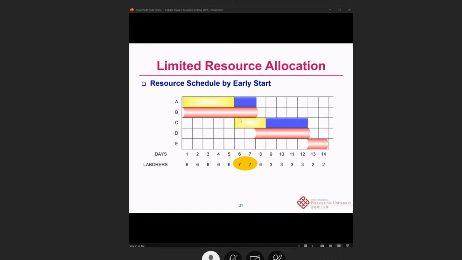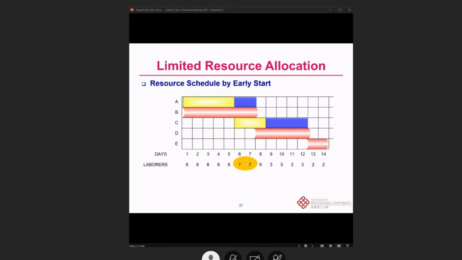However, the activity C will follow the activity A, because C has the predecessor A, so when A finishes, C will start. Then when we consider the overlapping between the activity B and activity C, we can find that day 6 and day 7 actually need 7 labors. It needs 7 labors, which is already surpassing our resource limitation, which is 6, right?